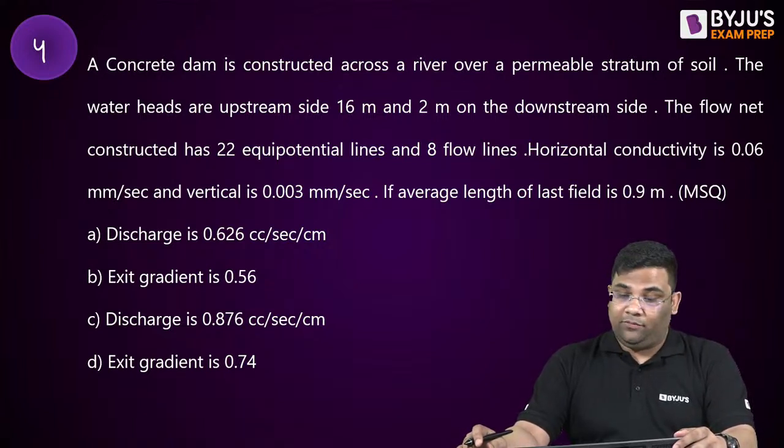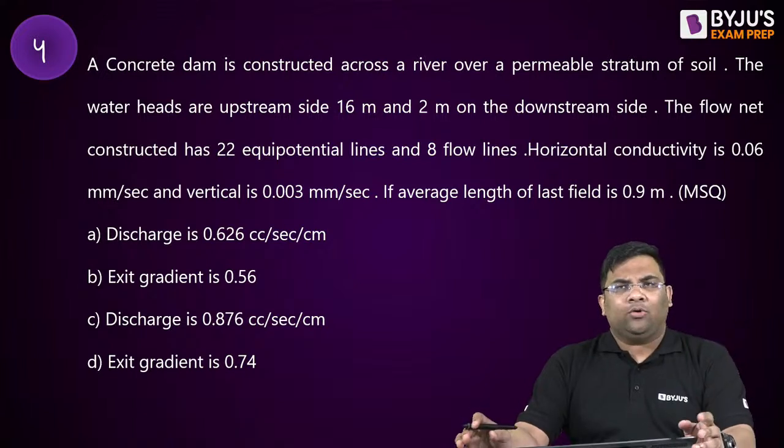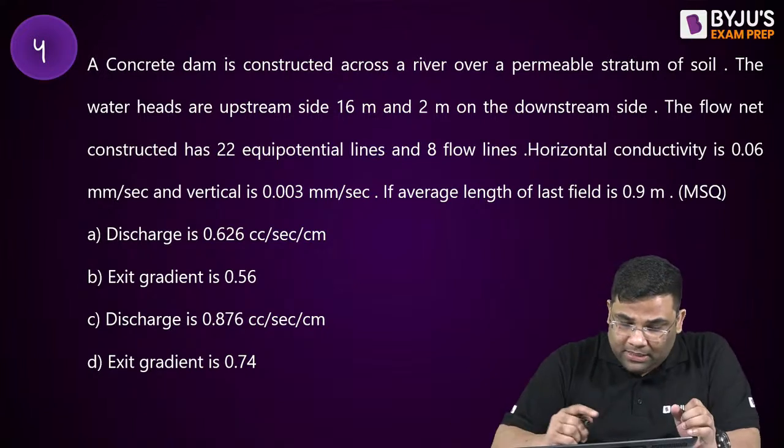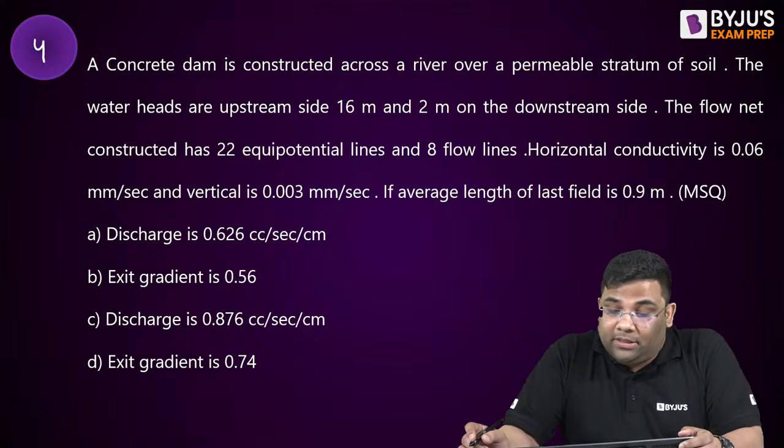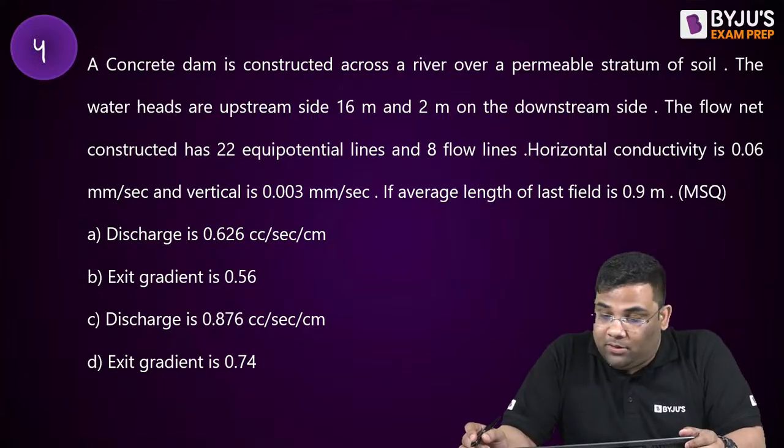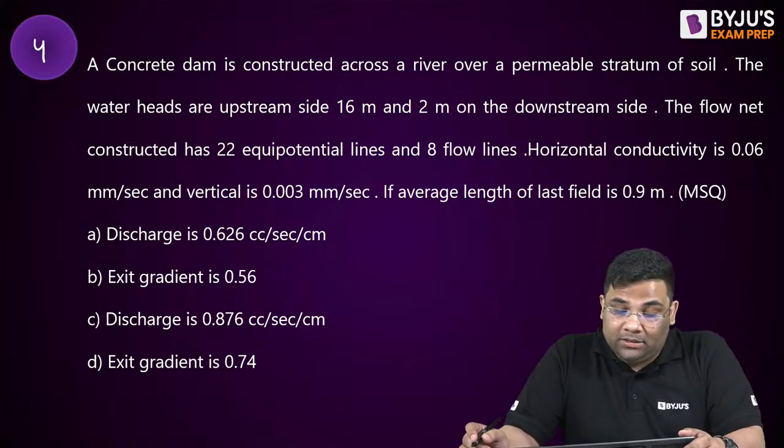Will you try this question first? Okay, I am reading the question. By that time, you can try also. A concrete dam is constructed across a river over a permeable stratum of soil. The water heads are upstream side 16 meter and downstream side 2 meter.